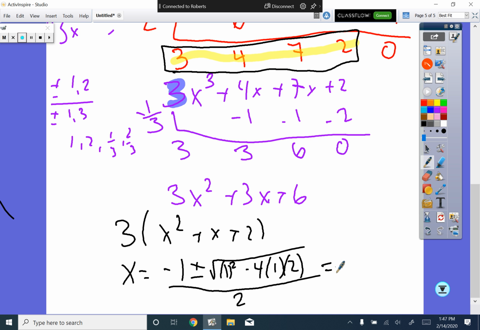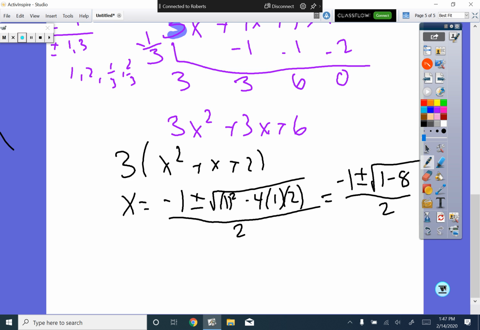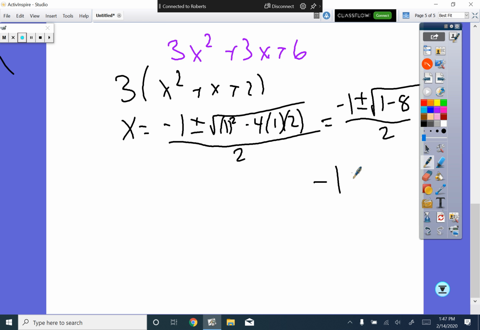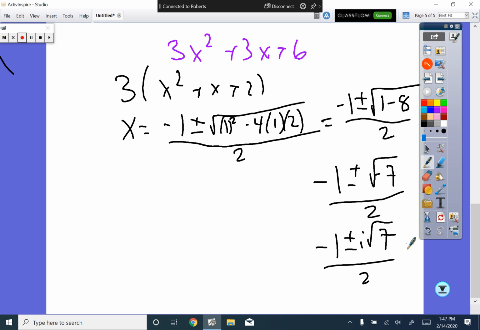So this is -1 plus or minus the square root 1 minus 8 all over 2, which becomes -1 plus or minus square root of -7 over 2, which is -1 plus or minus i root 7 over 2.